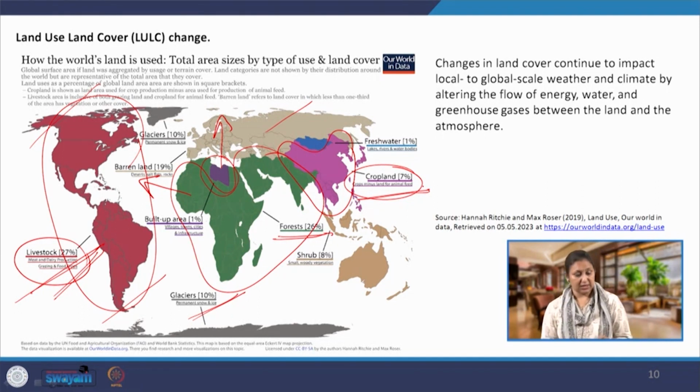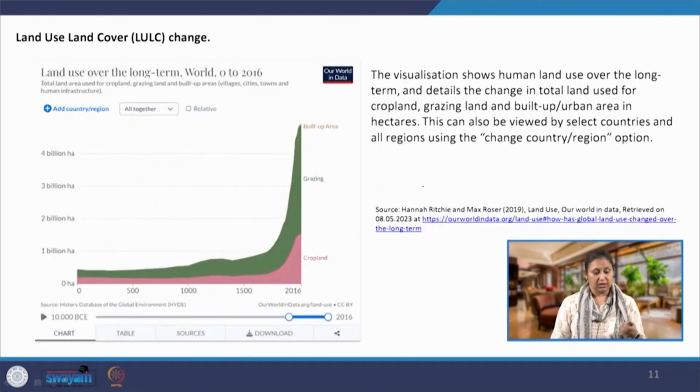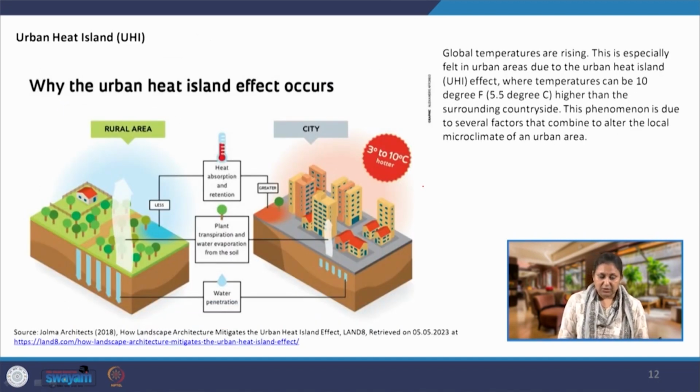That is the change in land cover that we have to control, and if you look at the graphics, if you look at the data, the numbers, we will see that the rate of change, an increase in built up area, is very, very high. The next impact on land of development is urban heat island.